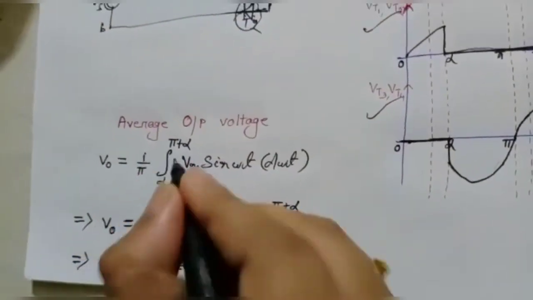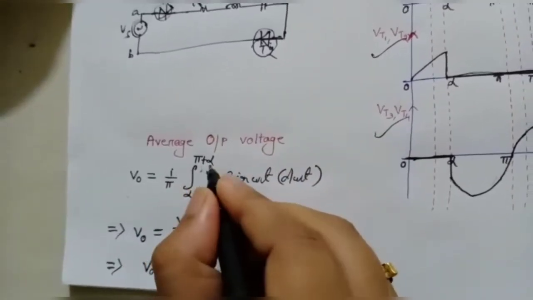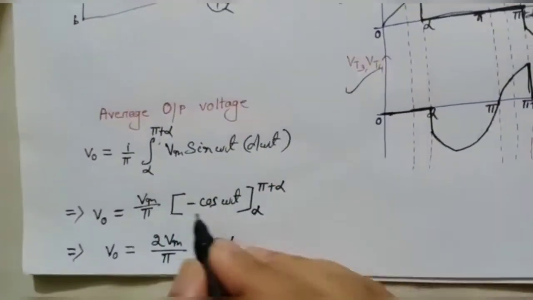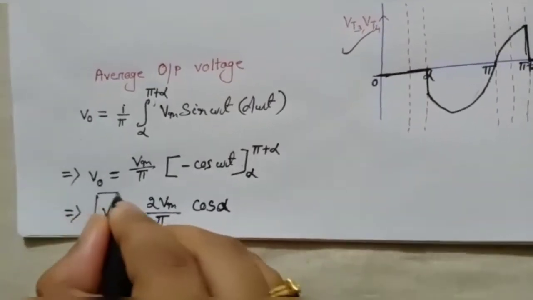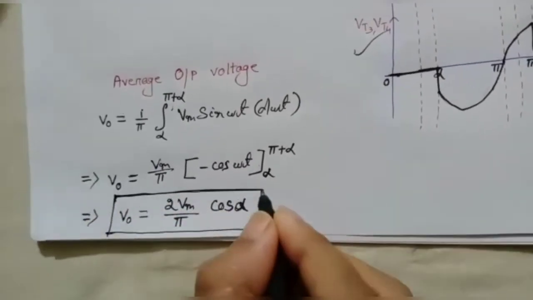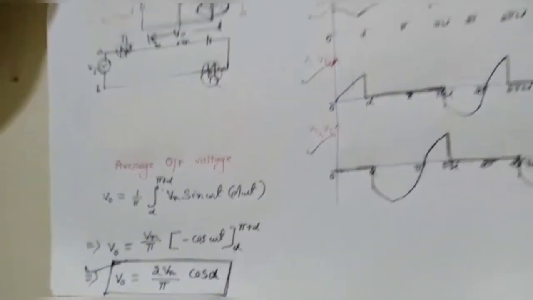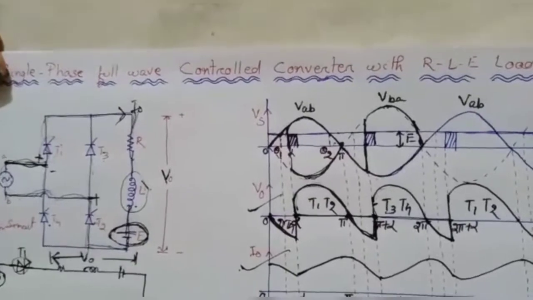So here V0 is equal to 1 by pi integration of Vm sin omega t d omega t, from alpha to pi plus alpha. This is the limit. Finally the integration of sin omega t is equal to minus cos omega t, and we are putting all the values here. Finally we will get V0 is equal to 2 Vm by pi cos alpha. This is the value of the average output voltage when we are taking an RLE load in a single phase converter circuit. This type of circuit we are using for speed control of DC motor, or DC drives.